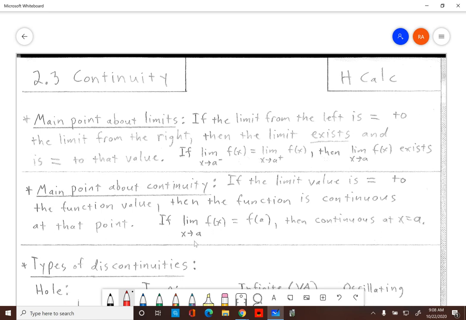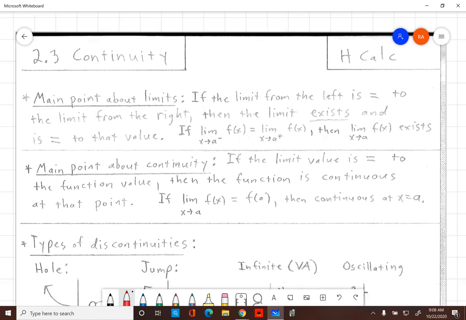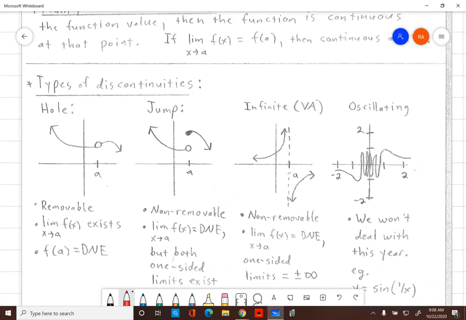So first, you need to determine if the limit exists. How do we do that? Well, if the limit from the left equals the limit from the right, then the limit exists and it is equal to that value. And then if that limit value is equal to the function value, that function is continuous at that point. And that's really our main focus today.